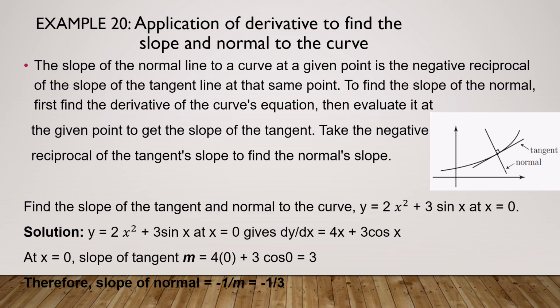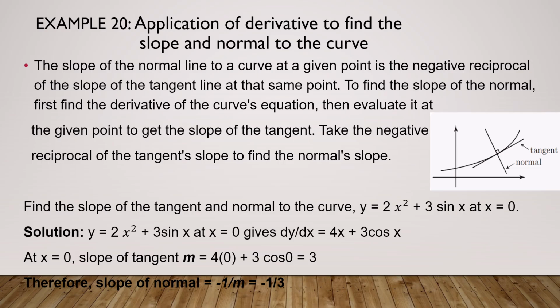Then to find the slope for the normal, normal means the line which is perpendicular. So to find the slope of the normal, we first find the derivative of the curve's equation. That will give you the slope of the tangent. Then you take the negative reciprocal of the tangent slope to find the normal slope.